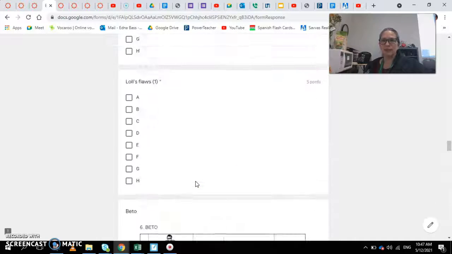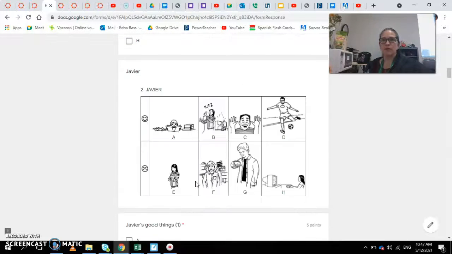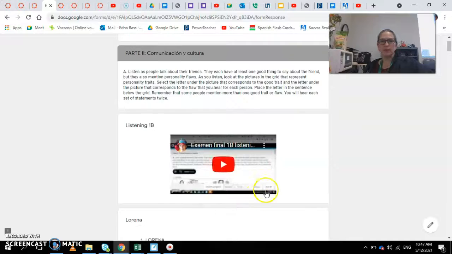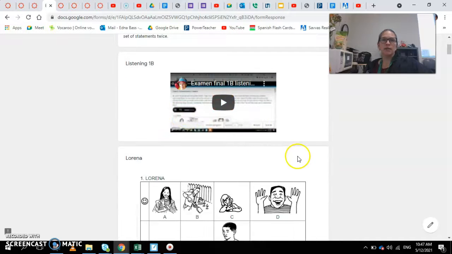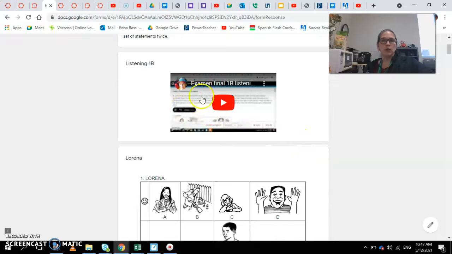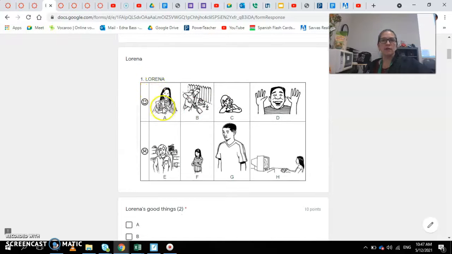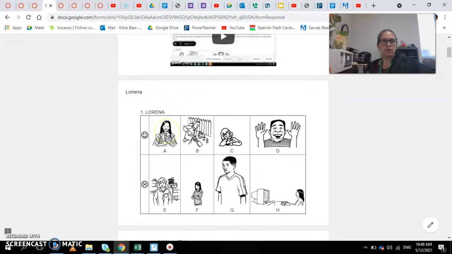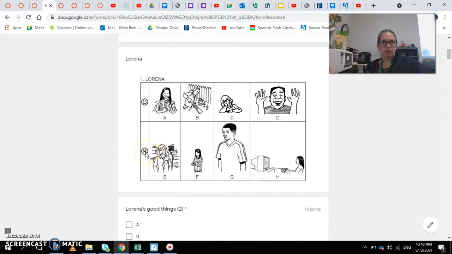This is the last part. And it's about communication and culture. So we are going to do, first is our listening part. And for the listening part, you have the instruction here. But this is what you're going to do. You're going to listen to this recording, and then you're going to pick, it says that they talk about good things about their friends, and then flaws about their friends.